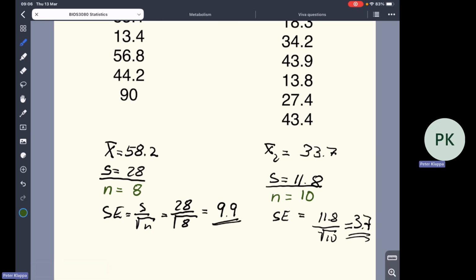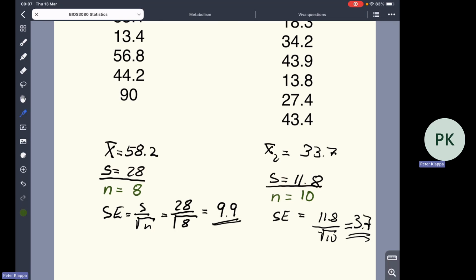We can calculate the mean for each group. So we have 58.2 micrometer in the cohort without drug and 33.7 in the cohort with drug. We can calculate the standard deviation. We note that the standard deviations are quite different from each other. That's just a side note, but bear that in mind. We have the sample sizes, n equals 8 and n equals 10. That's simply how many participants we have in that study.